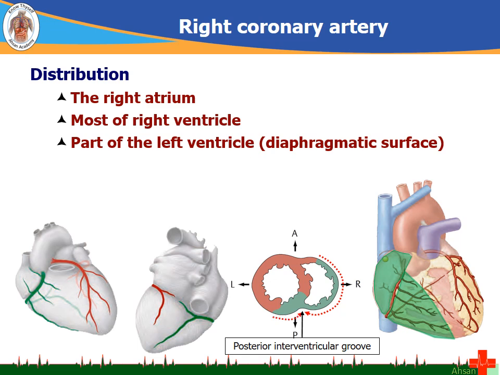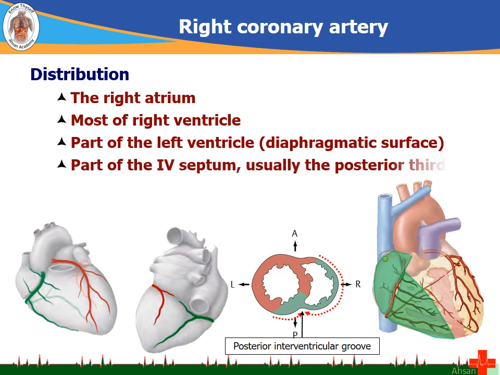This arrow is showing the sections. The green area is the supply area. The posterior part of the left ventricle, that is the diaphragmatic surface close to the posterior interventricular groove, is also supplied by the right coronary artery. The interventricular septum, usually the posterior one-third, is supplied by the right coronary artery through the posterior interventricular branch. The SA node is usually supplied by the right coronary artery, and also the AV node.